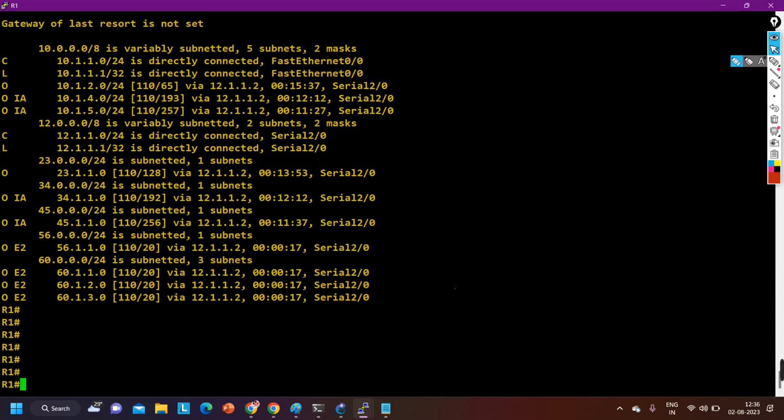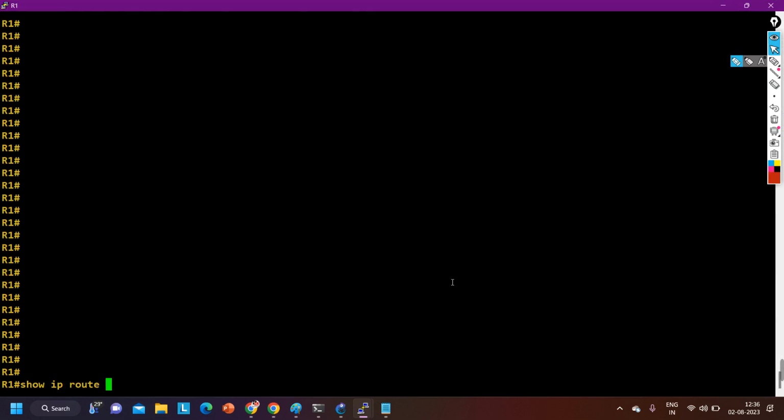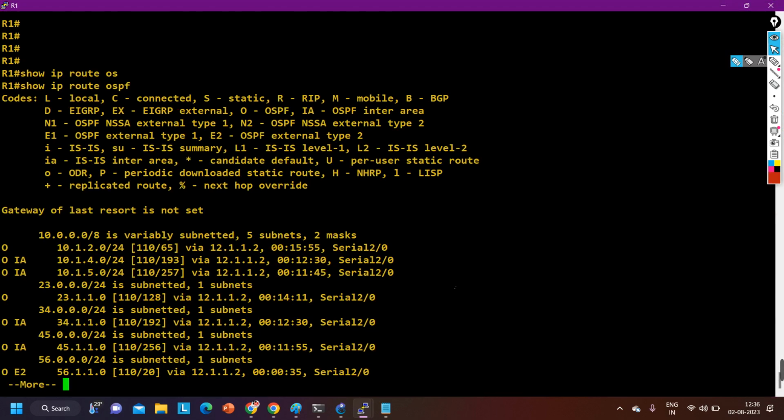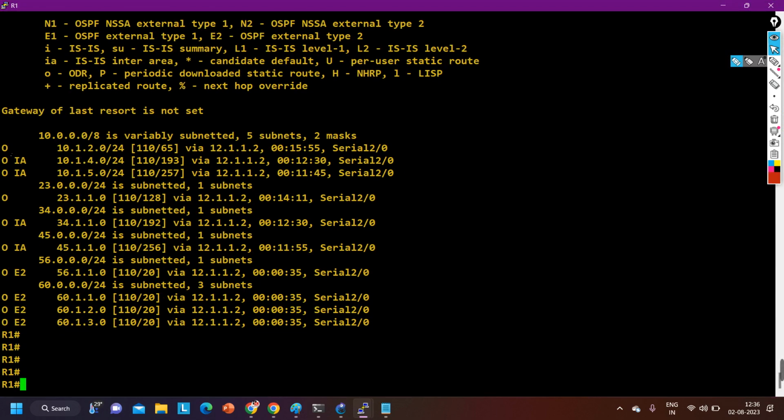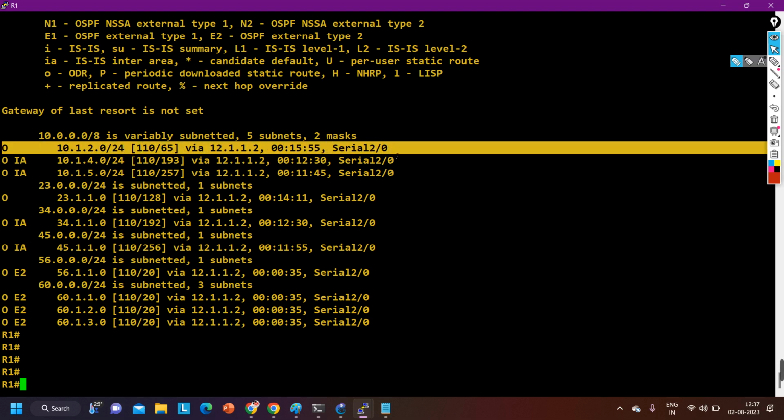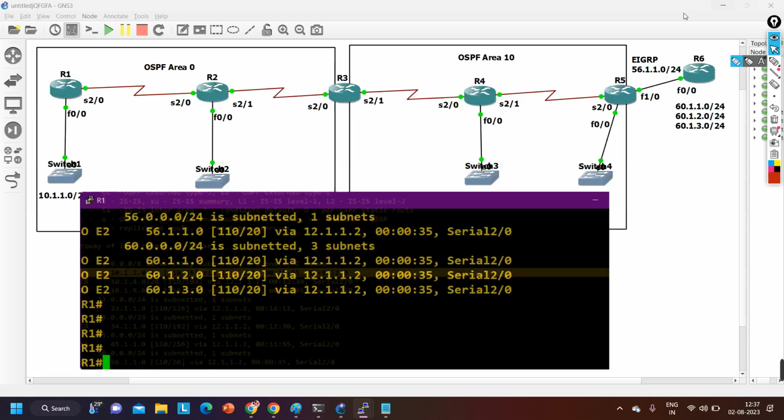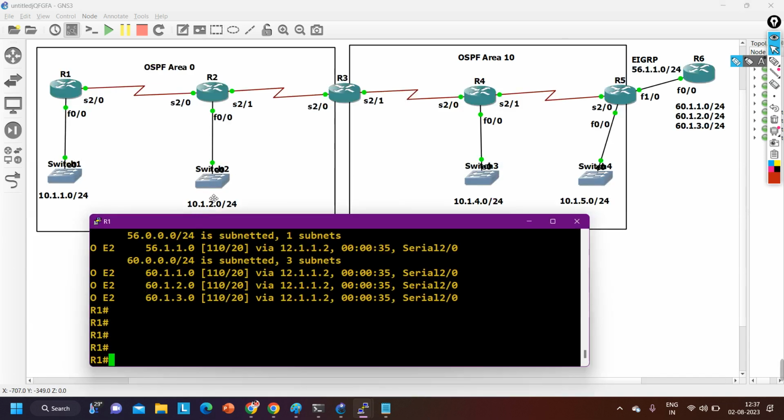Here I want to show you some symbols, guys. Show IP route OSPF. See, router 1 has some networks with the O symbol only, some with the O IA symbol, and some with the O E2 symbol. The prefixes with the O symbol are my area prefixes. This is a prefix of the same area, 10.1.1.0 and 10.1.2.0. See, this network belongs to the same area.